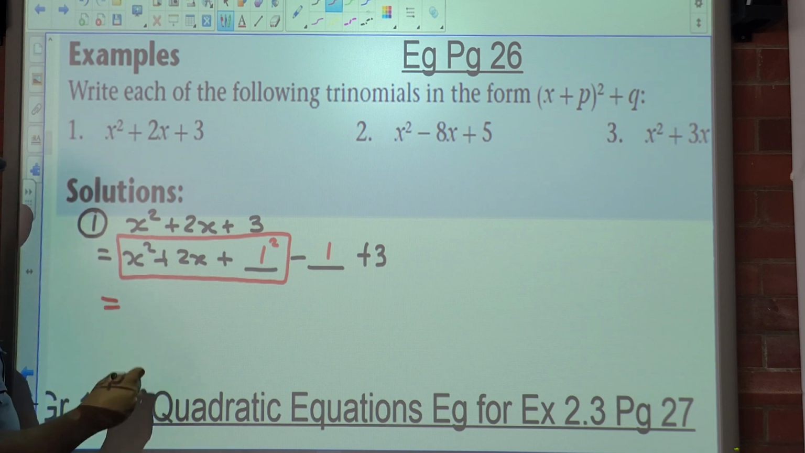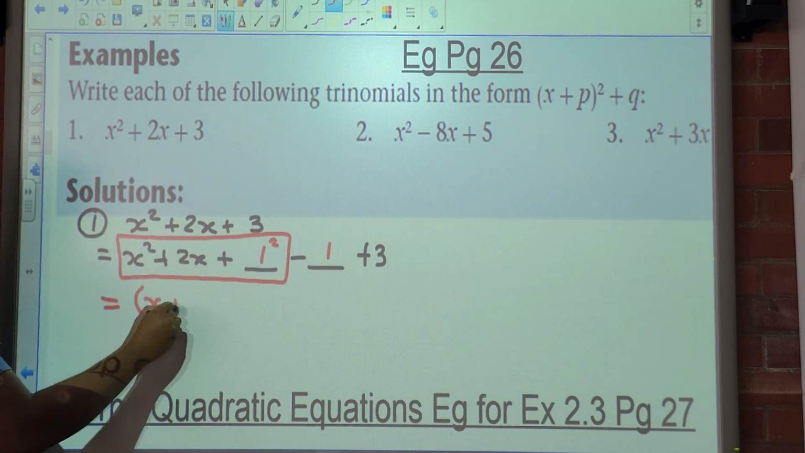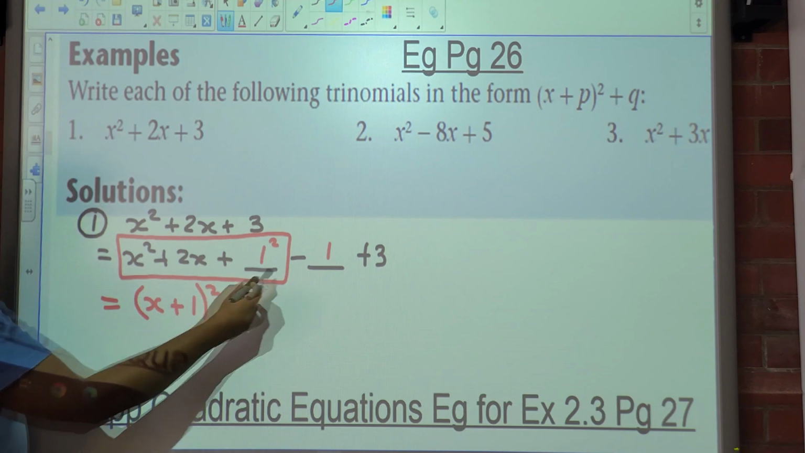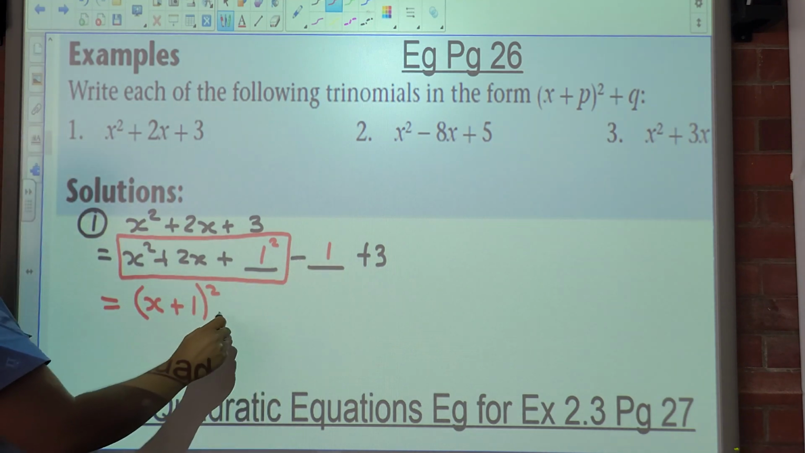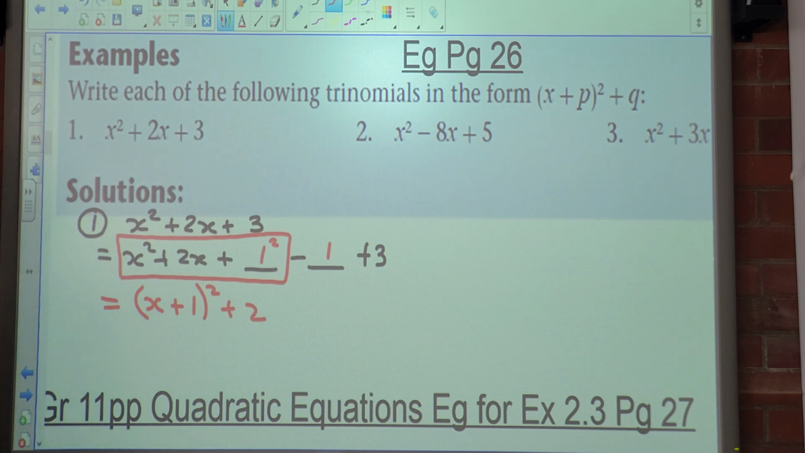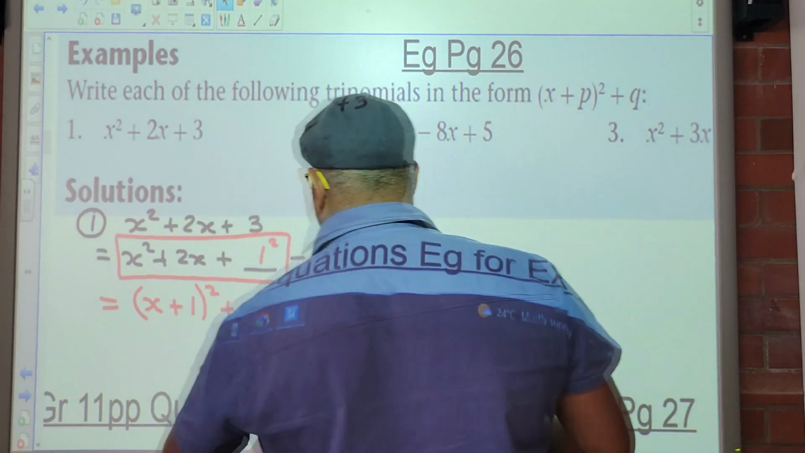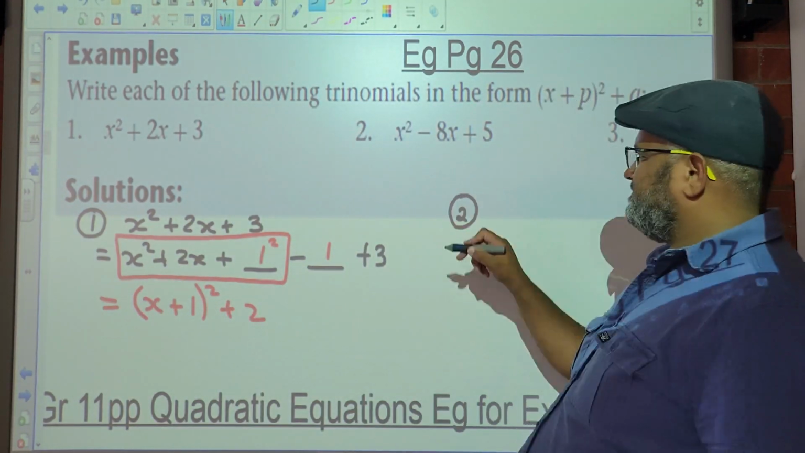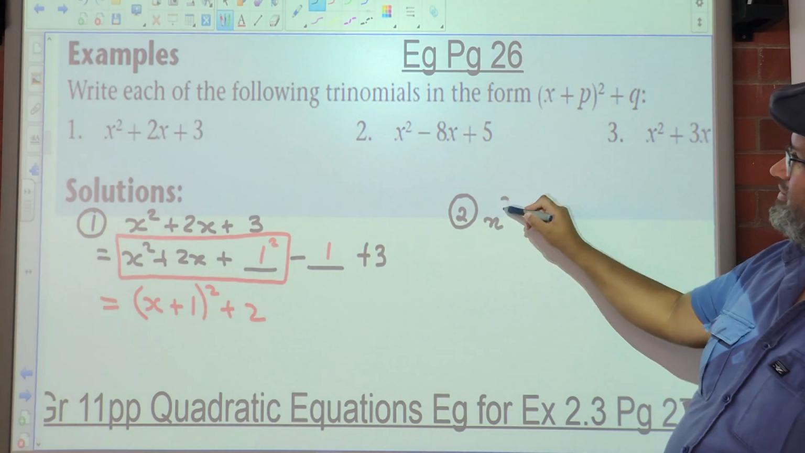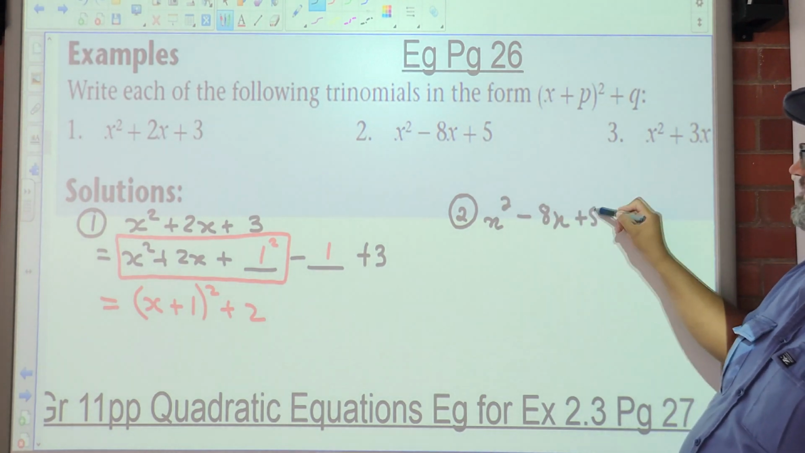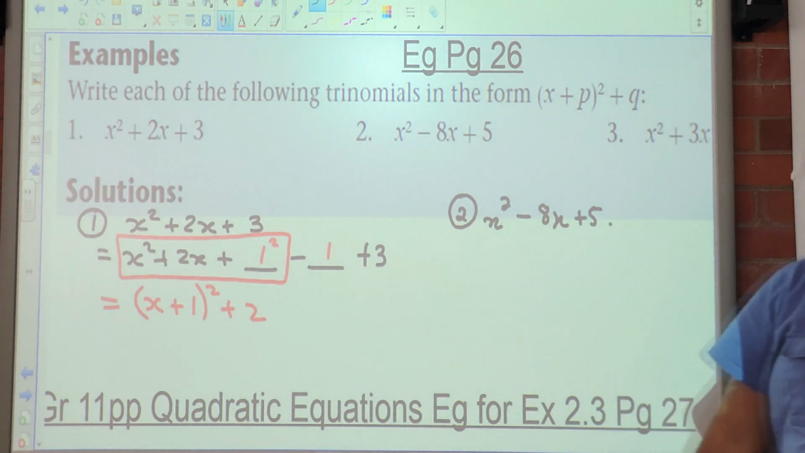So what will this now simplify to be? x plus 1 squared. What's minus 1 plus 3? And there we go. Okay. You guys believe it? So easy. Okay. Any questions? Let's look at number 2. Number 2, we have x squared minus 8x plus 5. x squared minus 8x plus 5.